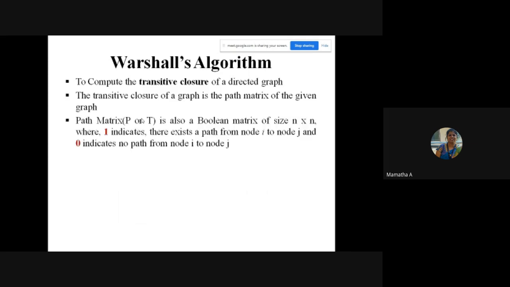Transitive closure, as I told you, is nothing but the path matrix of a given graph, right? And what is a path matrix? It's a Boolean matrix of size n cross n, where n is the number of nodes in the graph. As it is a Boolean matrix, it takes only two values: either 1 or 0.